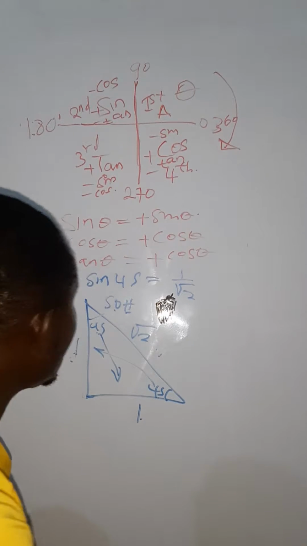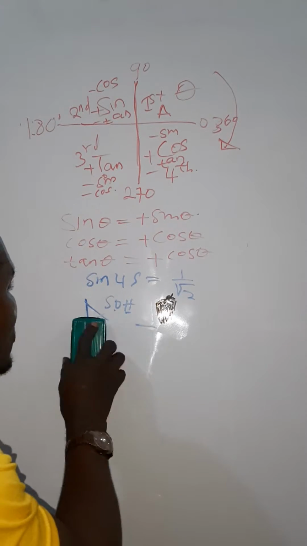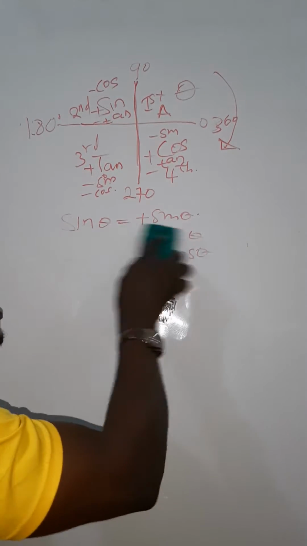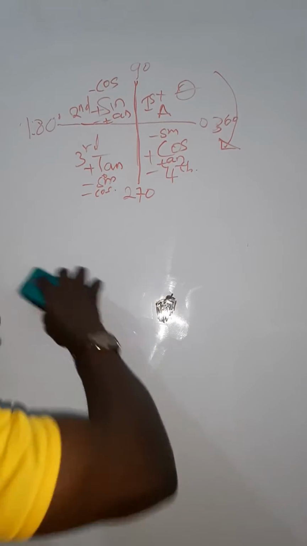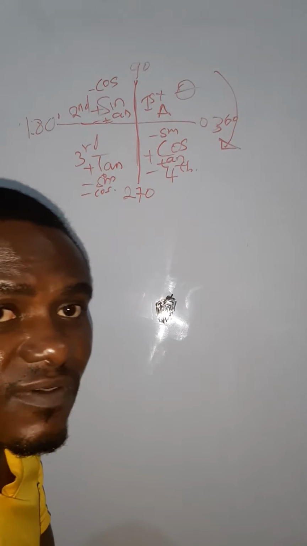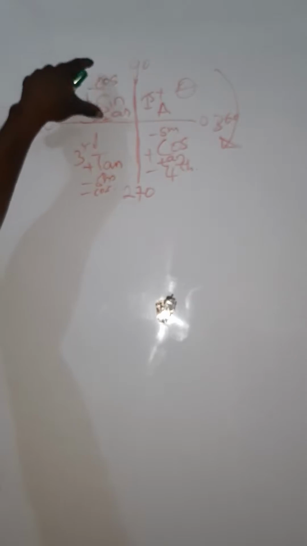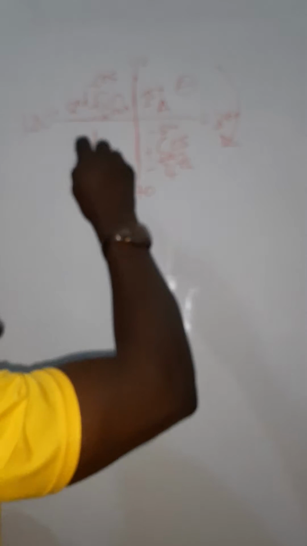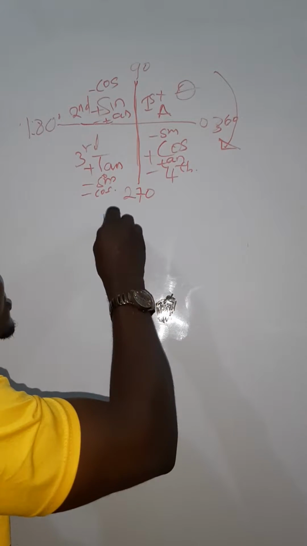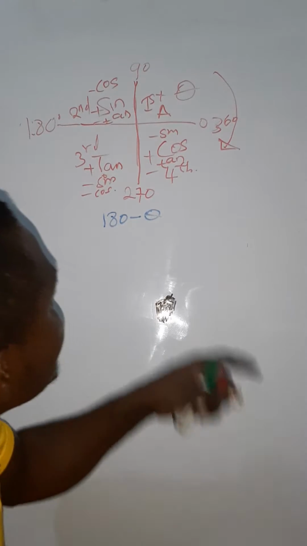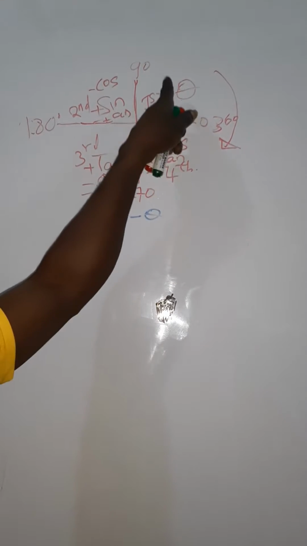Now, that is that. When you now move to the second quadrant, let's look at the formula for the second quadrant. The second quadrant is telling us that it is only sine that is positive. Any other value that you are having here is what? Is negative. And there's a formula for that. In that case, we have it as 180 minus theta. So our theta in this case is greater than 90.